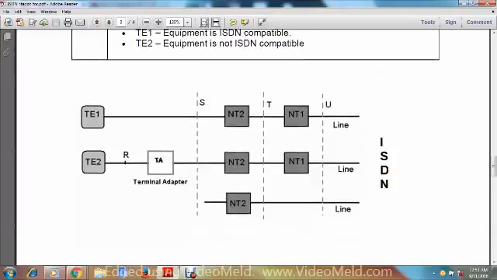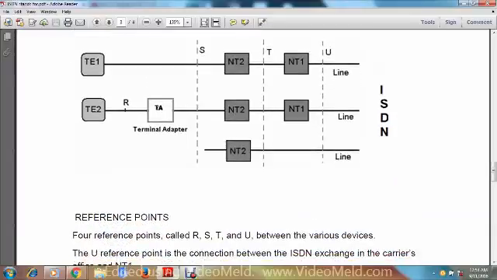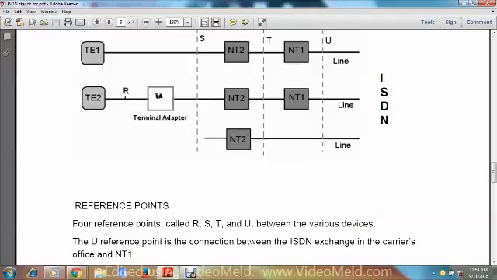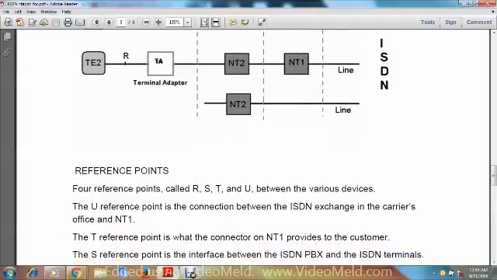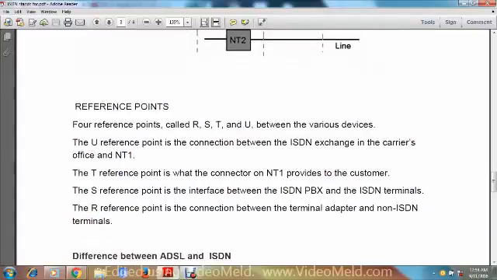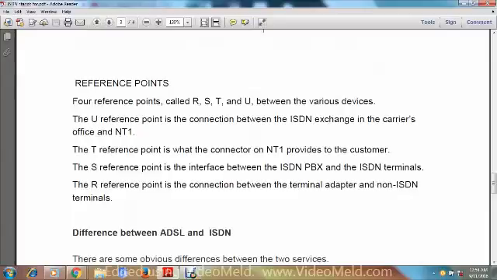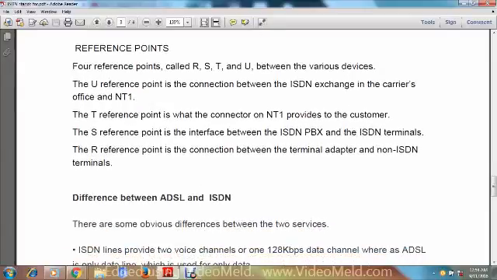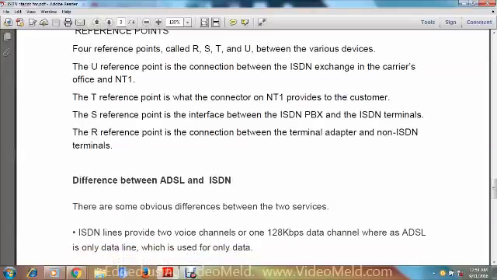Reference points. There are reference points, called R, S, T, and U, between the various devices. The U reference point is the connection between the ISDN exchange in the carrier's office and NT1. The T reference point is what the connector on NT1 provides to the customer. The S reference point is the interface between the ISDN PBX and the ISDN terminals. The R reference point is the connection between the terminal adapter and non-ISDN terminals.